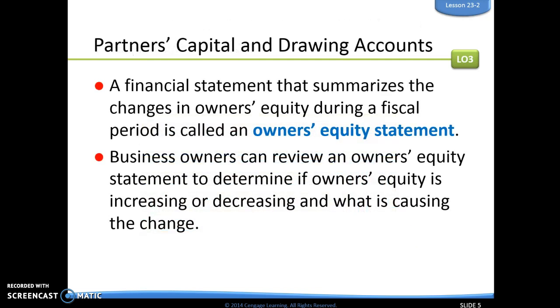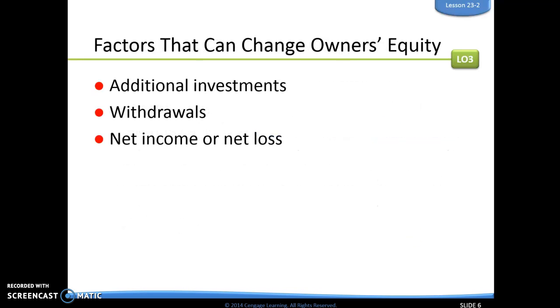Okay, next, a financial statement that summarizes the changes in owner's equity during a fiscal period is called our owner's equity statement. Business owners can review an owner's equity statement to determine if owner's equity is increasing or decreasing, and then what's causing that change. It does give us some factors that can change our owner's equity. So if we have additional investments or withdrawals, or net income and net loss, that would be something that would change our owner's equity.